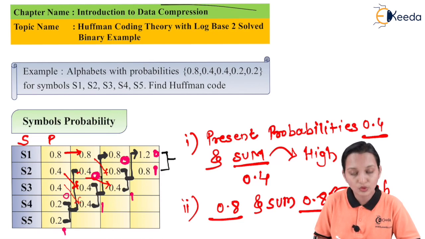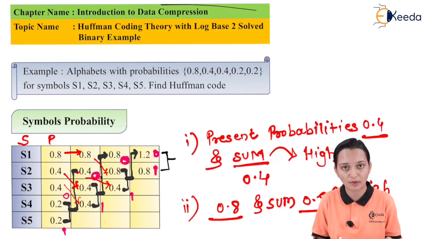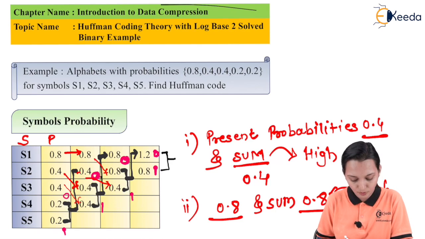Again, what are the lowest probabilities? 0.8, 0.8, 0.4. In between that, 0.4 is the lowest probability. After that, both are equal, so you can select as per the order: 0.4 plus 0.8.